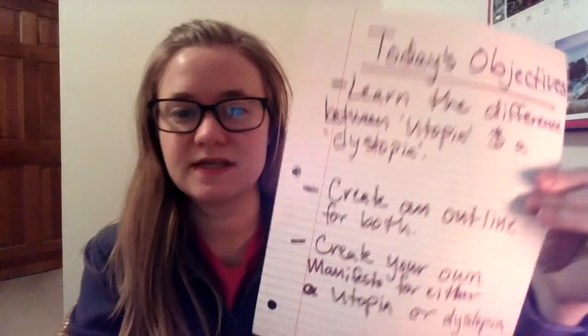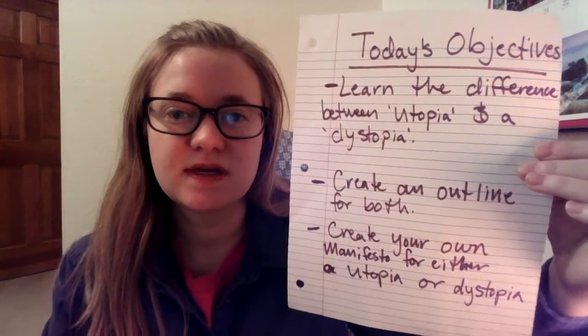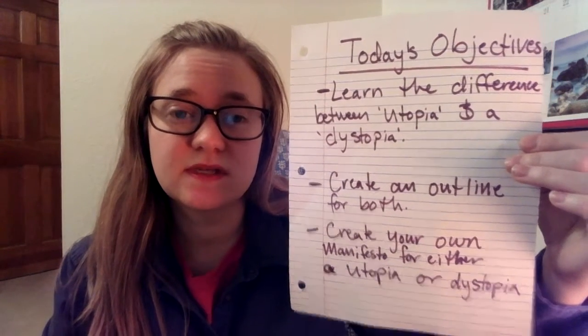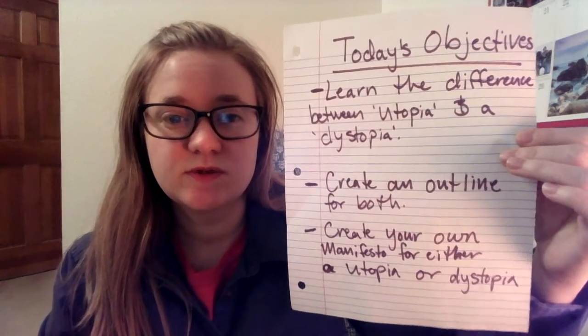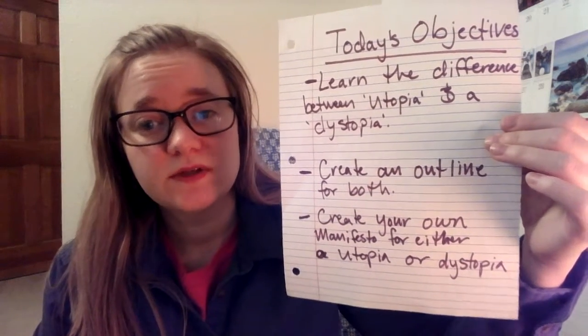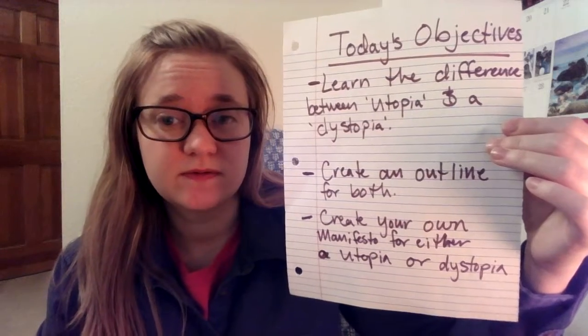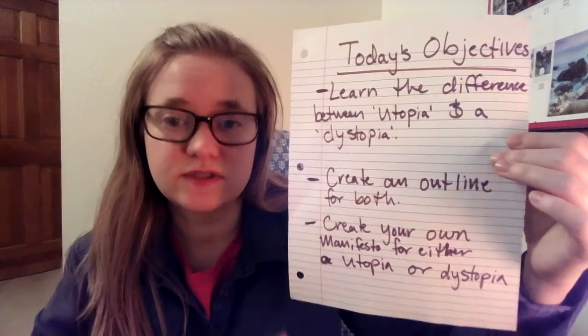Okay, class, so today we're going to be starting our section on the difference between a utopia and a dystopia, okay? But before we dive into that, I wanted to go over today's objectives. If you look at today's notes in your syllabus, you'll see that these are all listed there. So first we're going to learn the difference between a utopia and a dystopia. And then today our goal is to create an outline for both of those things. We're going to have one outline for utopias and one outline for dystopias.